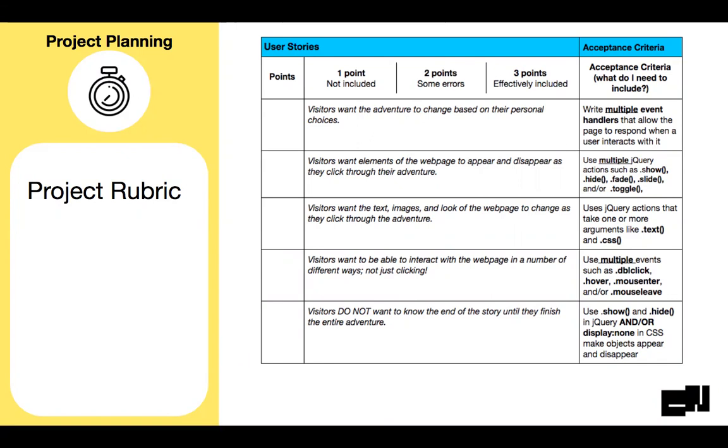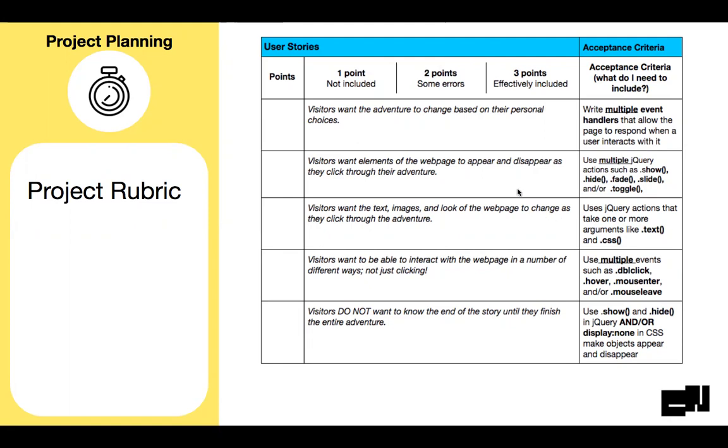So one thing we need to make sure is that it's interactive. That's what jQuery allows us to do. And in order to do this, you need to write multiple event handlers that allow the page to respond when a user interacts with it. This means that you're going to need to make multiple different outcomes in jQuery, using HTML and CSS to help you out with that.